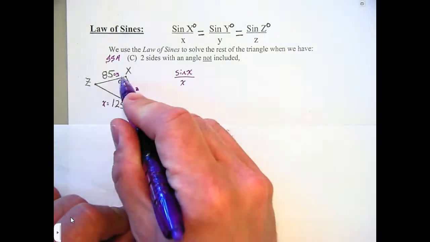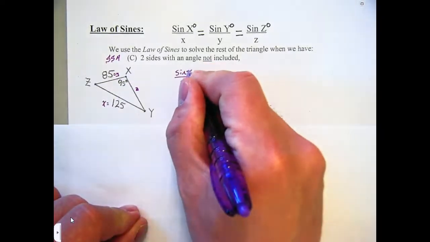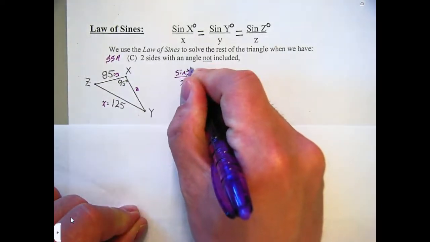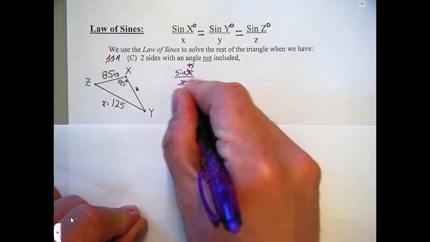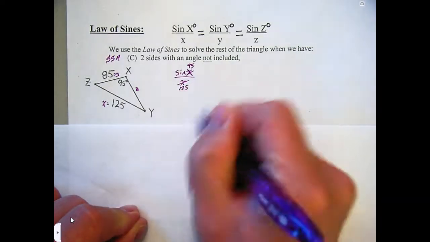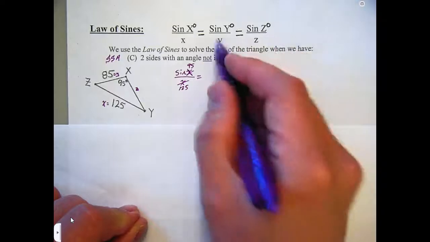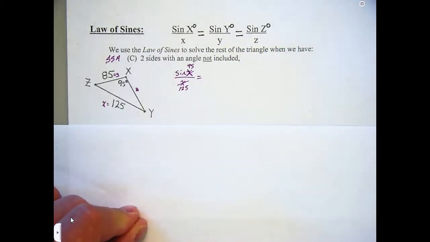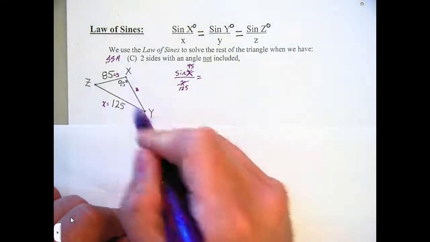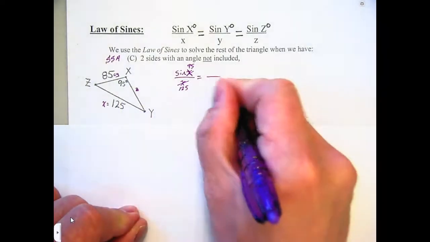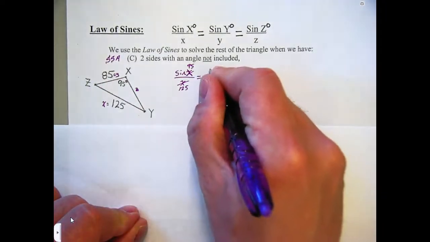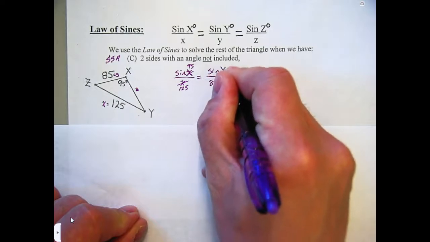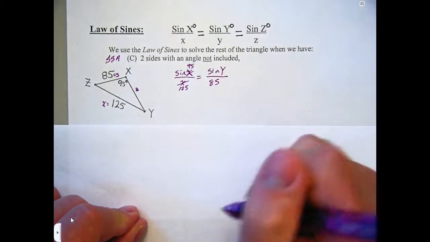Good. Yeah, we know angle x, it's 95, so we could replace this x with 95. And we know side x is 125, so we could replace that x with 125. Okay? And which of these two are we going to use? Y or z? Y. Yeah, we're trying to find angle y, and we know side y. So using side y is 85, we put angle y right here, and we solve.